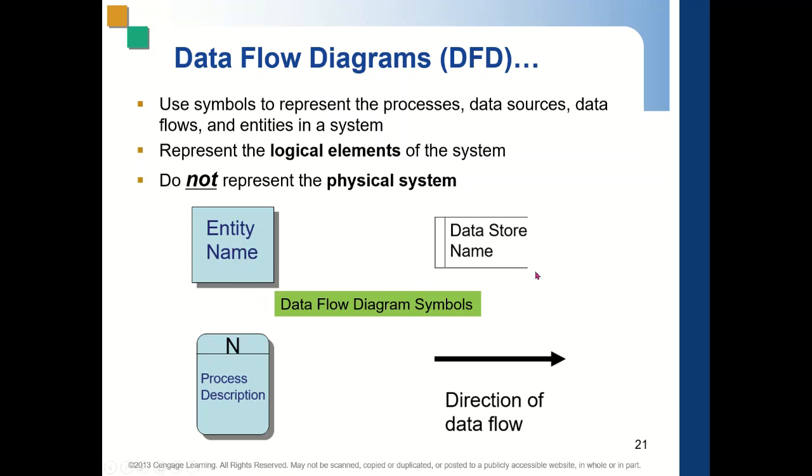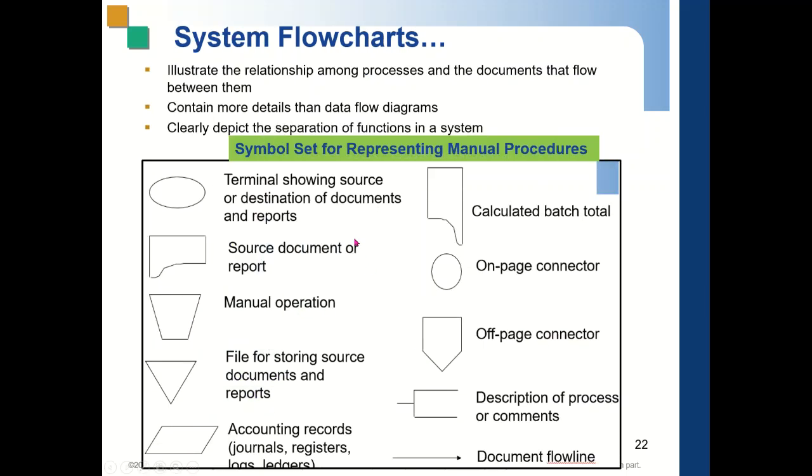To represent a data store, data goes into a store of some sort, whether it's a physical file or a database, you would use a diagram like that. And to represent a process, you would use a diagram like that, and an arrow would then show the direction of data flow. Then you can talk about system flow charts.